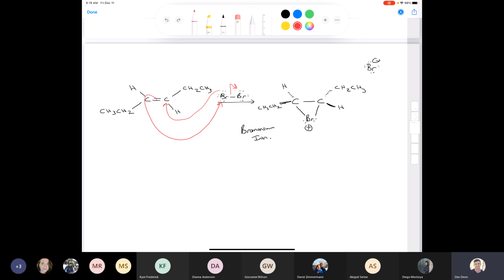But let's just see what's going to happen. Let's attack this carbon right here. Okay, if it attacks that one, this ring is pretty strained. And so this is going to pop open like this. Now let's draw what the final product would look like.